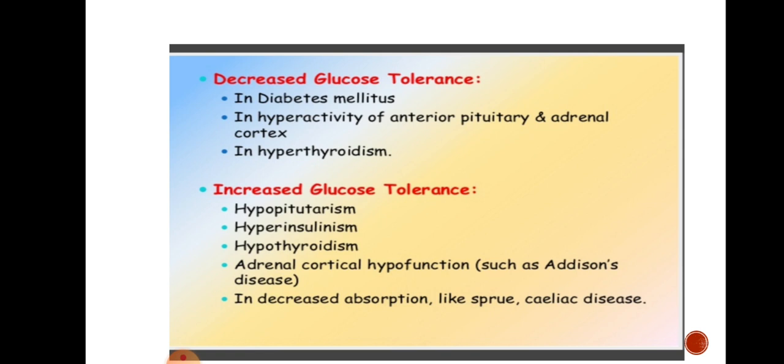Decreased glucose tolerance. These are the results. Decreased glucose tolerance is seen in diabetes mellitus, in hyperactivity of anterior pituitary and adrenal cortex, and in hyperthyroidism. Whereas increased glucose tolerance is seen in hypopituitarism, hyperinsulinism, hypothyroidism, adrenal cortical hypofunction such as Addison's disease, and in decreased absorption like sprue or celiac disease.